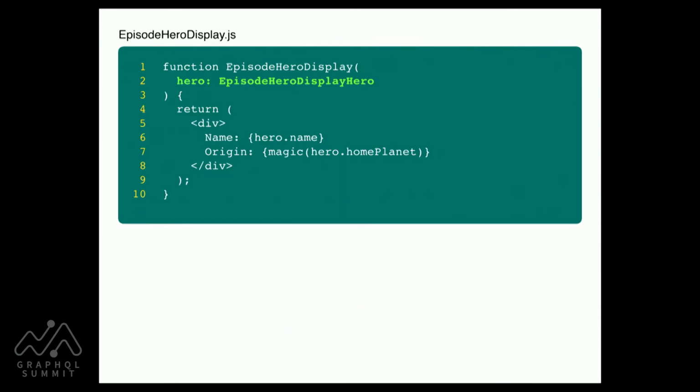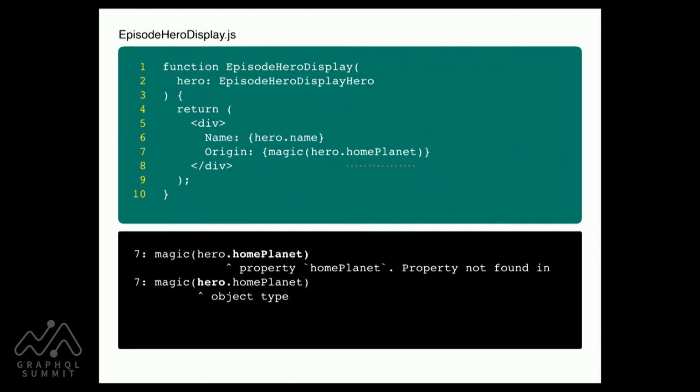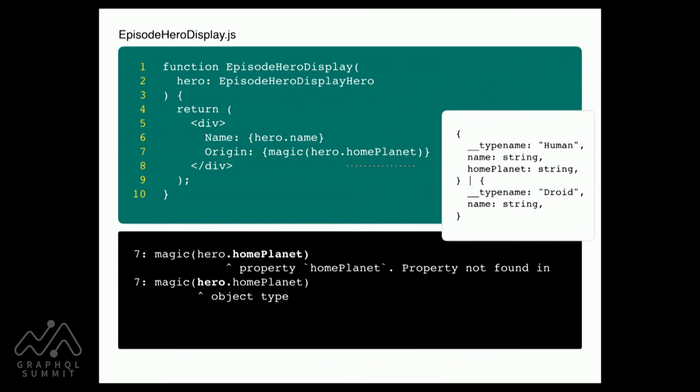So if we actually then annotate our component with this type that we got, and we run our type checker, right? Then we would actually see right away that, hey, there is an error here, right? We missed this case before. And again, we missed the case where hero itself is a droid because there's no home planet field on droid.